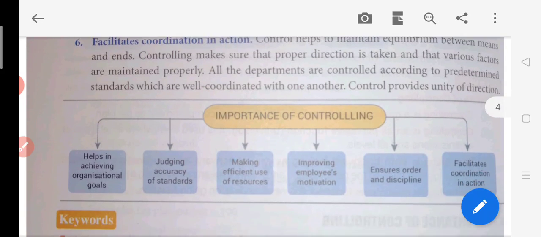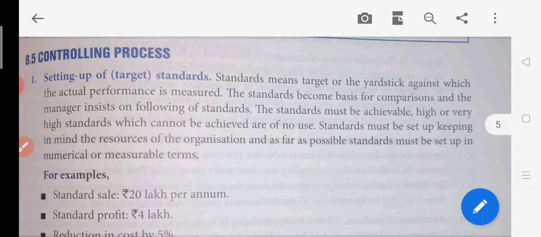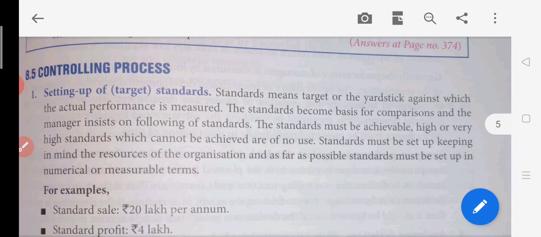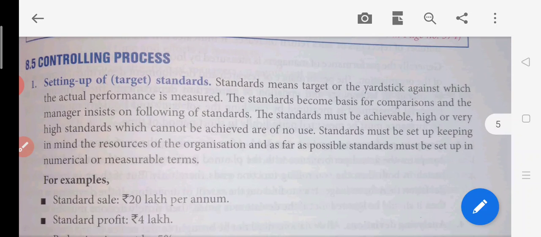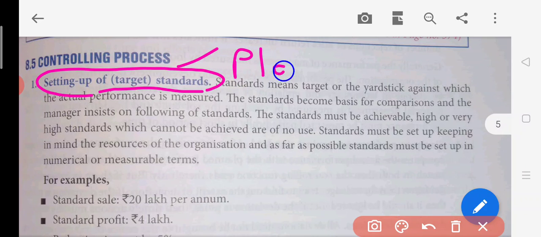Okay, now after this, the controlling process. In the controlling process, the first thing is setting up the target. The first thing which will be done in the controlling process is that the target has to be decided. The standard will be there. Some standard will be set, because this is planned. We should write this as the planned standard or planned target, which will be there, and according to it the actual performance will be checked.